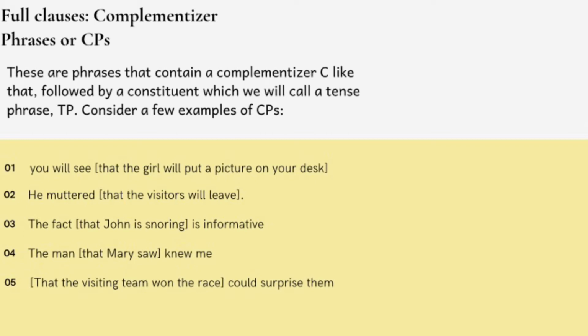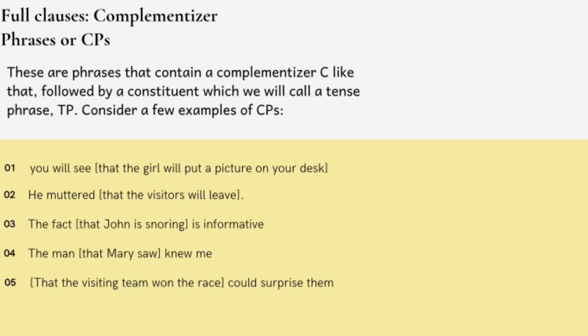Number 1, you will see that the girl will put a picture on your desk. Number 2, I doubt that Mary reads mysteries. Number 3, he muttered why the visitors will leave. 4, the fact that John is snoring is informative. 5, the man that Mary saw knew me. 6, that the visiting team won the race could surprise them.